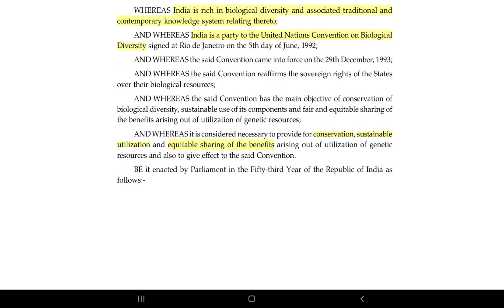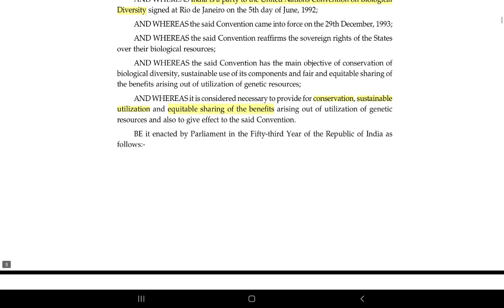The third objective of the UNCBD is equitable sharing of the benefits. We know that these biological resources are public property, not individual property. So the benefits which accrue from them are to be shared equitably in the society from which they are obtained.